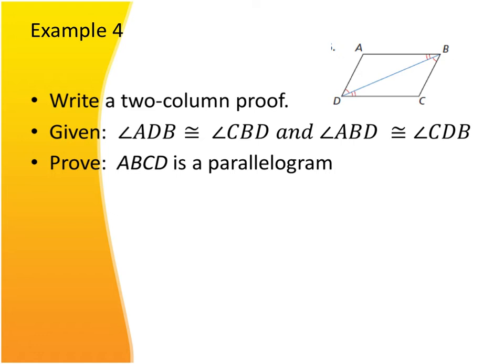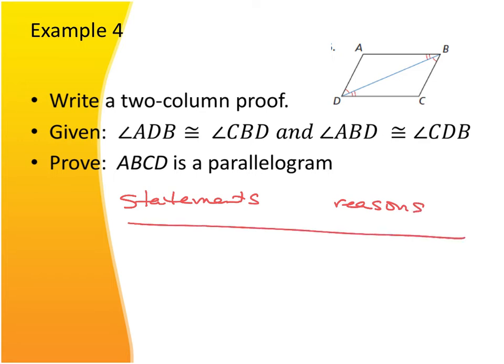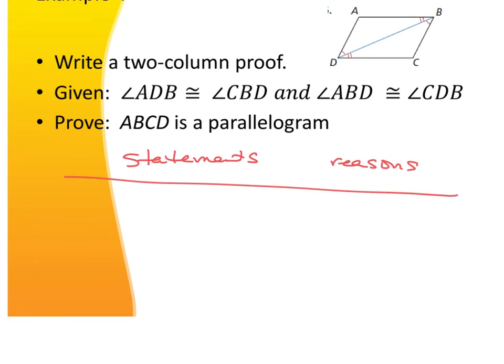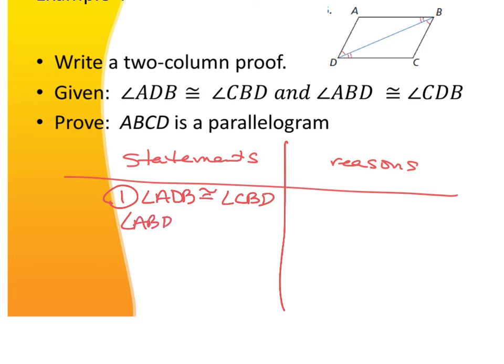So let me go ahead and set up my proof, my statement column, and my reason column. Let me go ahead and restate the given. Whenever you're tested on a proof, never leave that given off. So we're going to state that angle ADB is congruent to angle CBD, and ABD is congruent to CDB, and that's given.